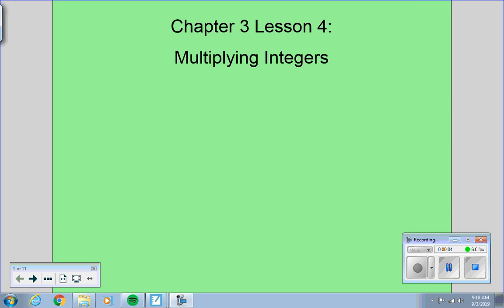Chapter 3, Lesson 4, Multiplying Integers. You know how to multiply. Good. You pretty much have this section mastered already. Okay, because that's the first part, is just being able to multiply.